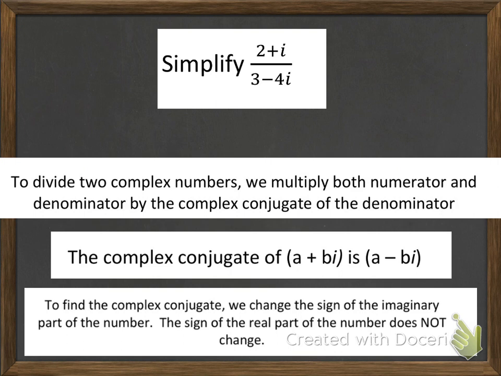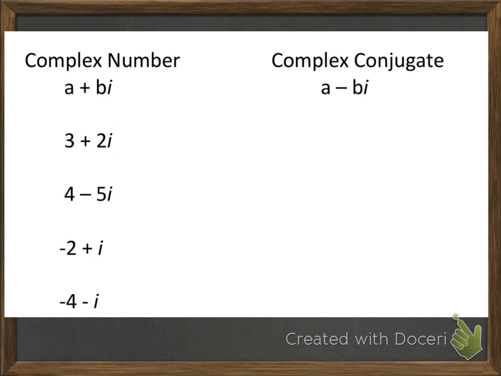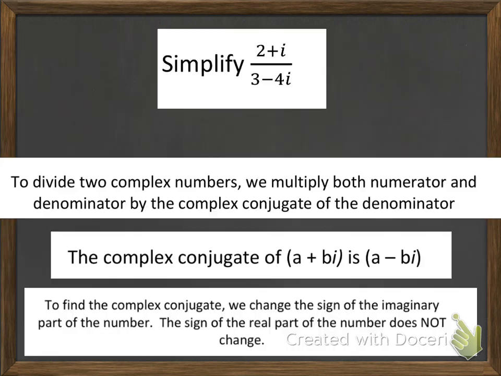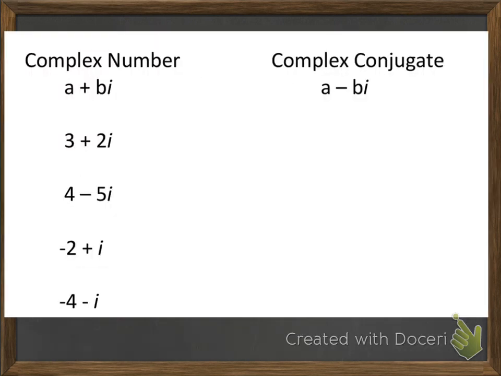So before we finish this example, let's practice finding the complex conjugate of different numbers. Again, in general, any complex number a plus bi has a complex conjugate a minus bi. Notice that a does not change at all, but the sign of b does change. Okay, what about 3 plus 2i? I encourage you to pause the video and try some of these on your own, and then unpause the video and see if you're correct.